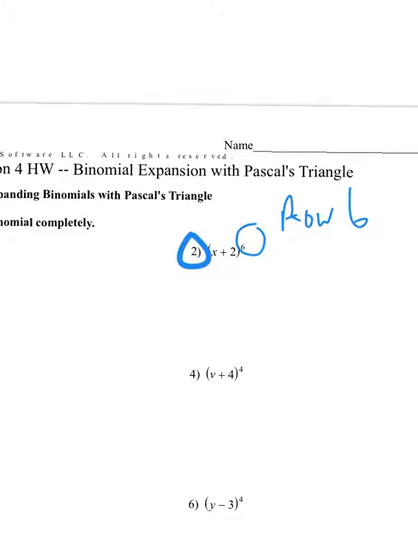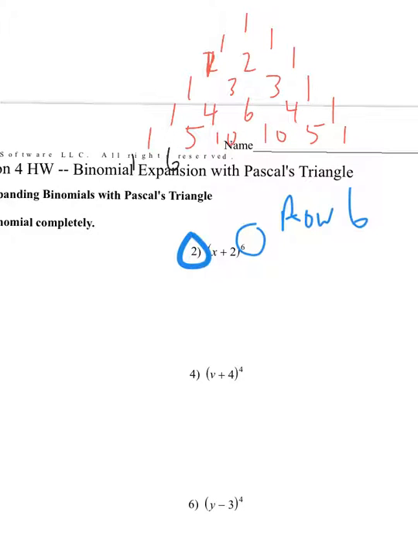Row 6 would be, let me write out Pascal's triangle here. This would be 1; 1, 2, 1; 1, 3, 3, 1; 1, 4, 6, 4, 1; 1, 5, 10, 10, 5, 1. Okay, that's row 5, because remember we start at row 0, so row 6 would be the next one, which is 1, 6, 15, 20, 15, 6, and 1. There's row 6, got 7 numbers in it.